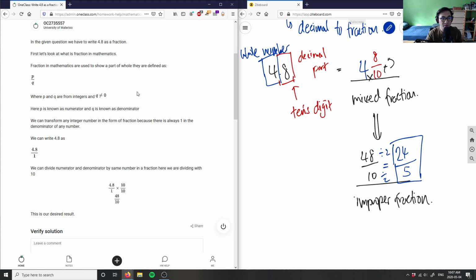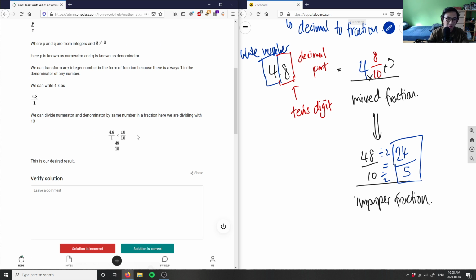So this question was good here. They figured this out by using kind of the same method as we did, but they didn't go through the mixed fraction into the improper fraction. They just left it at 48 over 10, and they didn't reduce it to lowest terms here. So I'm going to say here this is the correct solution in analysis. However, forgot to reduce to lowest terms.